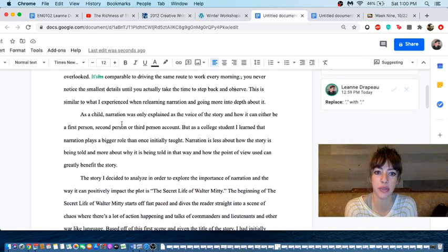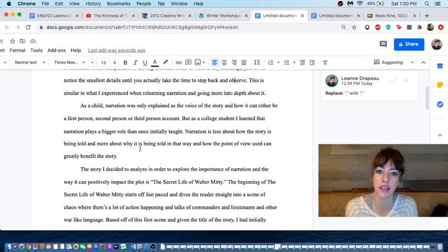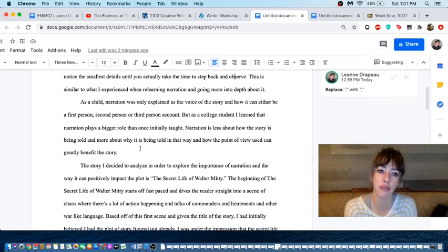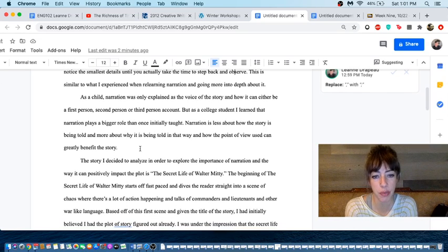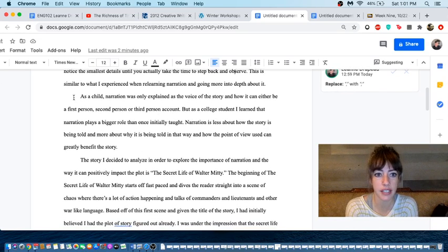As a child, narration was only explained as the voice of the story and how it can either be a first person, second person, or third person account. This is a small mistake here, right? So "as a child, narration" is basically a dangling modifier. Actually, it's more of a dangling noun. But so, "as a child, narration was only explained as the voice."